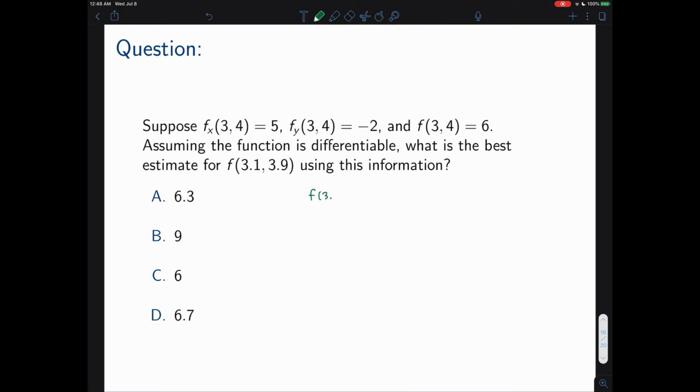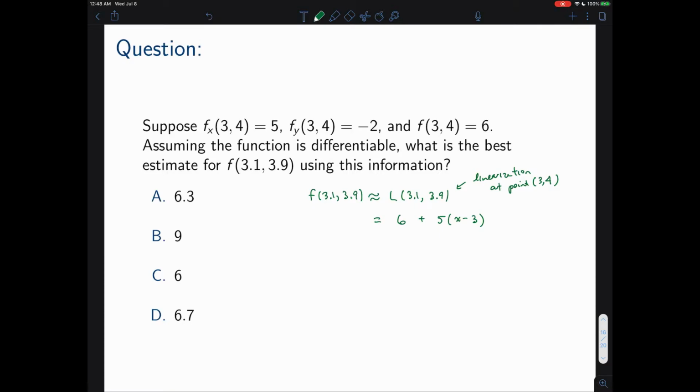Well, f of 3.1, 3.9 would be approximately the linearization of 3.1, 3.9, which, according to the information we have, would be f of 3, 4, which is 6, plus the x derivative, 5, times x minus the x coordinate of the point, 3. I'm going to use the linearization at the point 3, 4. I'm using point 3, 4 because we're given all this stuff about 3, 4, and the point that we really want is close to 3, 4.